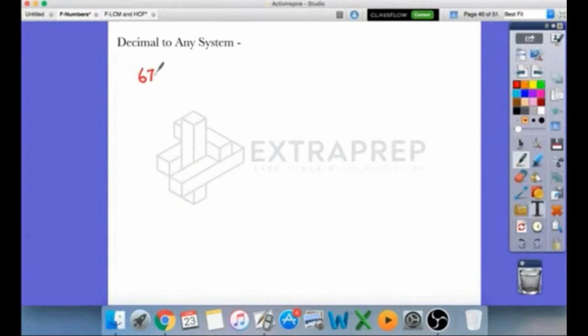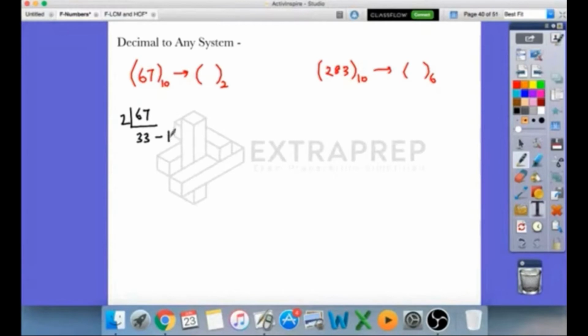Now if I want to convert 67 base 10 into base 2, and I want to convert 283 base 10 into base 6. Okay, let's see. First, 67 base 10 should be converted into base 2. So what you'll have to do is 67 should be divided by 2. How many times does 2 go into 67? It goes 33 times and there's a remainder of 1.